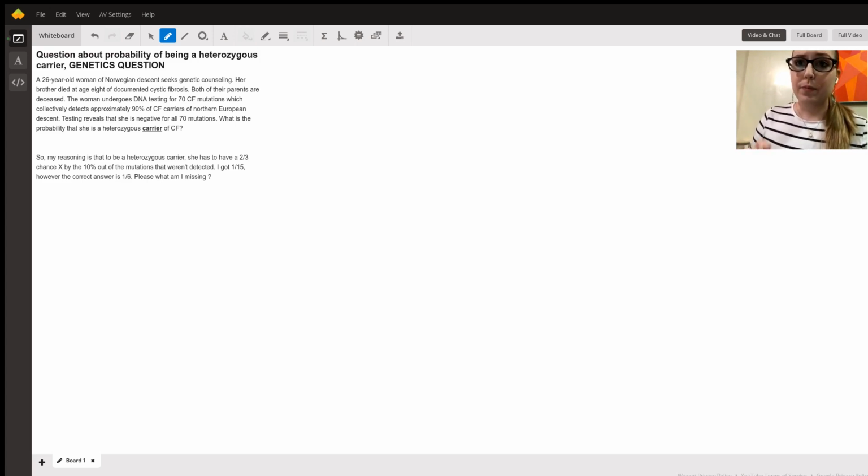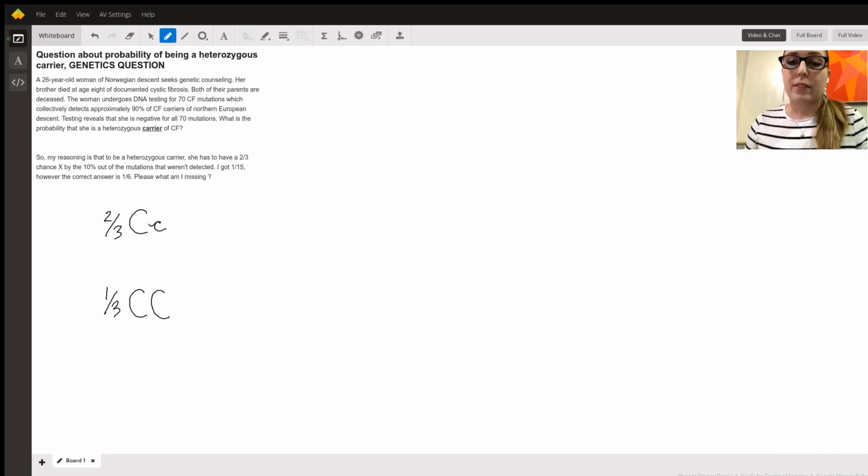Okay, so the testing reveals that she is negative for all 70 mutations. So what is the probability that she is a heterozygous carrier of cystic fibrosis? Okay, so you did the first part correct. So I won't go over the details of the understanding of how to get that 2/3 and 1/3 probability. So we know that she will either be heterozygous, she has a 2/3 probability of being heterozygous. So I'm going to use the letter C for the alleles, capital C, lowercase c for probability of being heterozygous, or a 1/3 probability of being homozygous dominant.